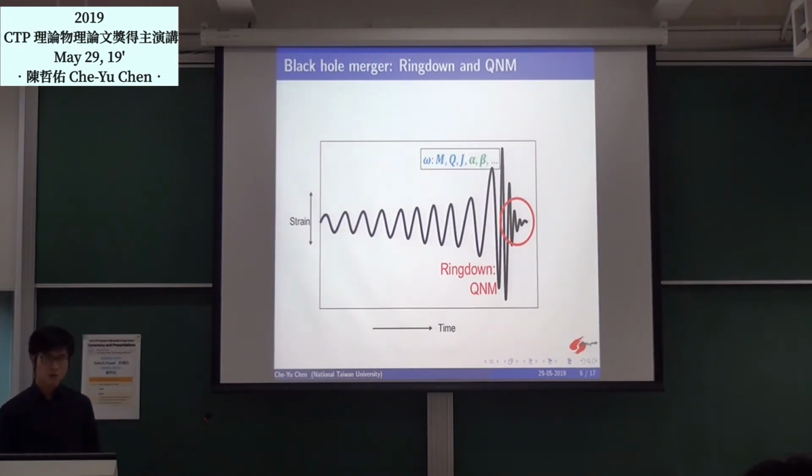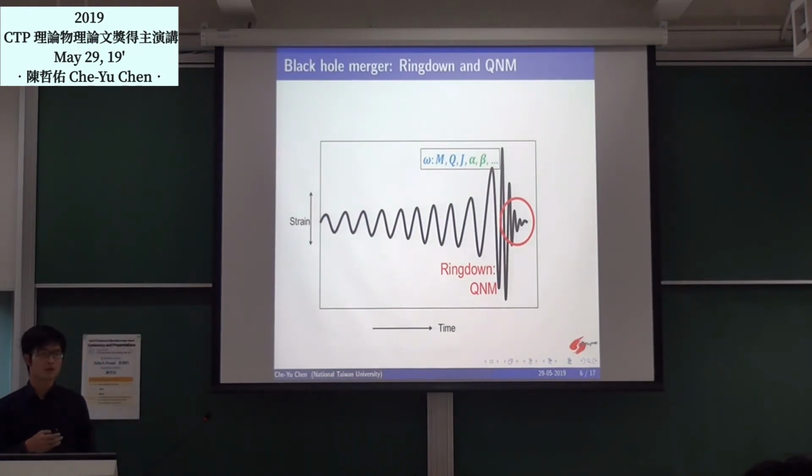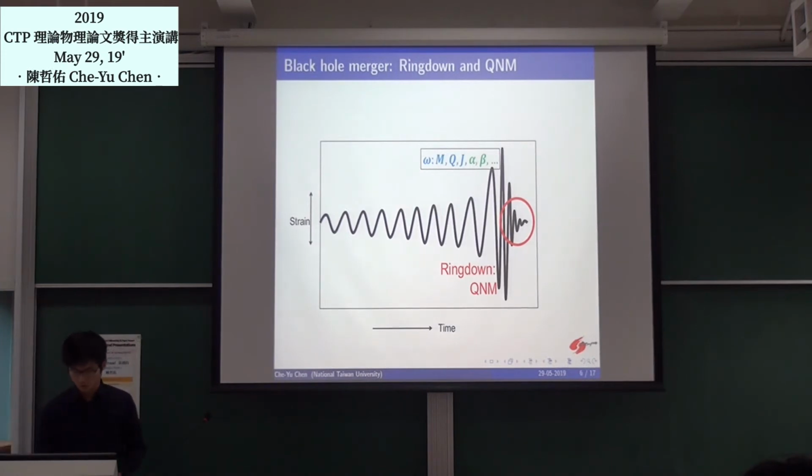But in other gravity theories, if the theories contain other parameters like here alpha and beta, then this frequency should also depend on these parameters as well. So that's why we may use these frequencies in modified gravity to see how this frequency deviates from its GR counterparts and to test these theories.